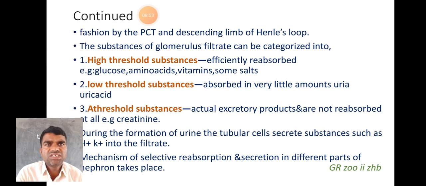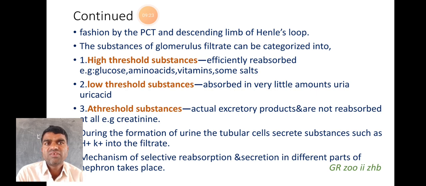After the PCT and the descending limb of the loop of Henle, the substances of the glomerular filtrate can be categorized based on their concentration. They are categorized into three main types. The first one is called high threshold substances.